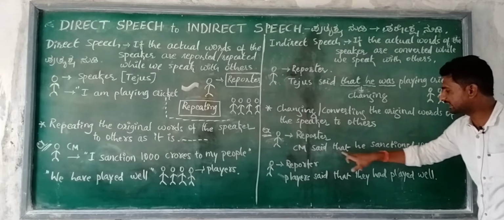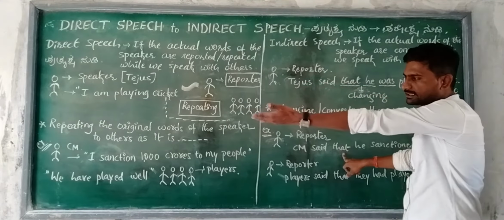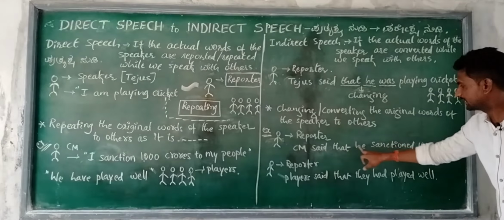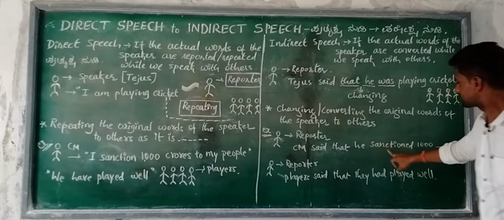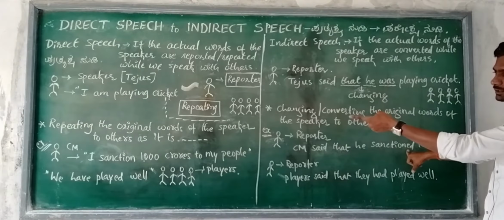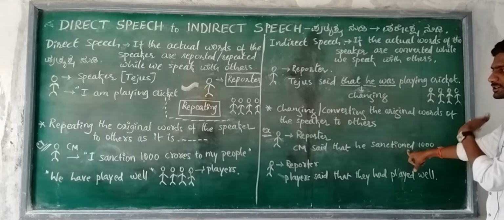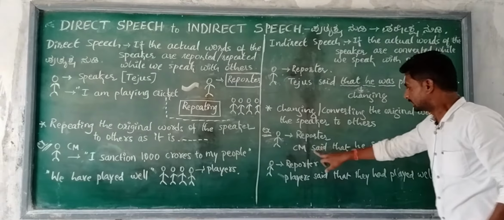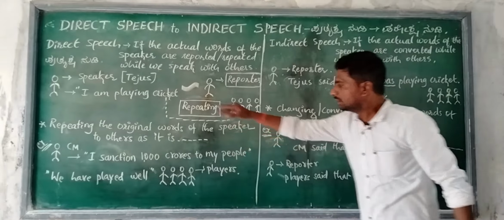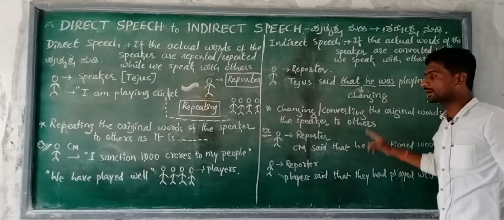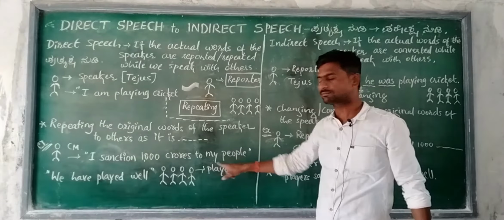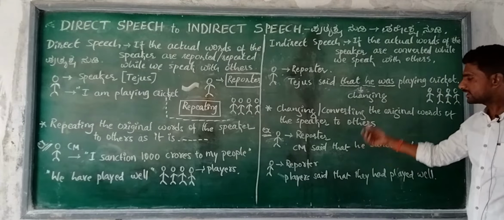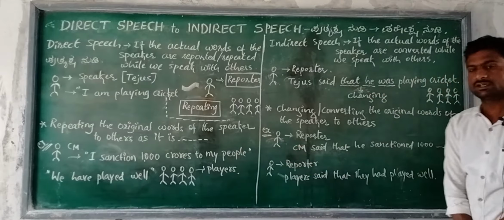See, CM said that. Already there is the diagram of that CM, and there are some words of the CM also. CM said that he, who is he here? CM sanctioned. There is a sanction, here is sanctioned, because we are going to change the time of the verb. That means we are going to change the tense. CM said that he sanctioned 1,000 crores to his people. My people is shifted as his people, and I is shifted into he. Okay, see the last example of direct speech.